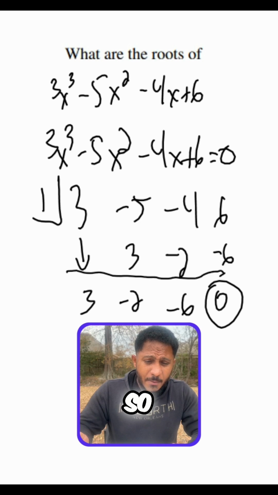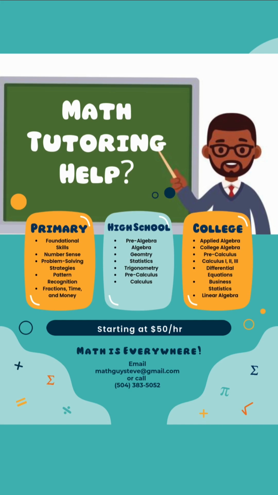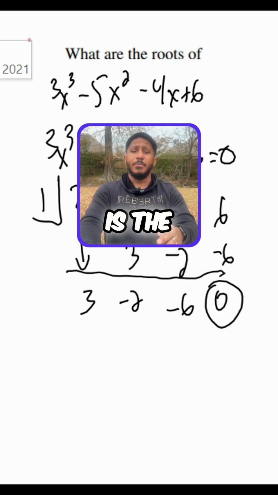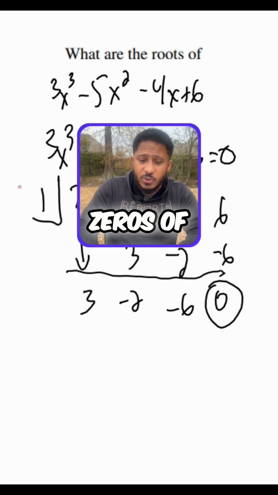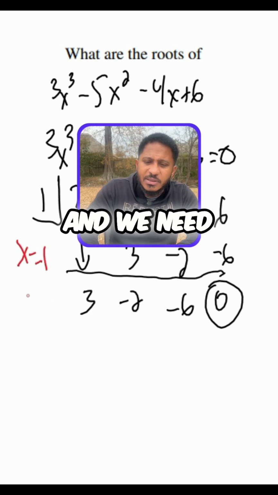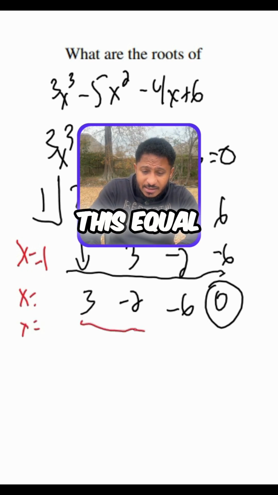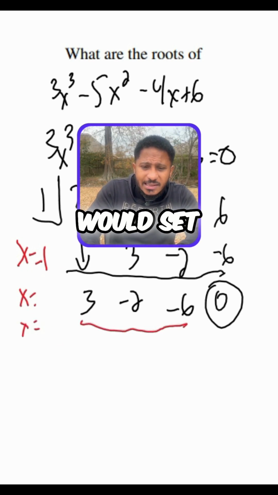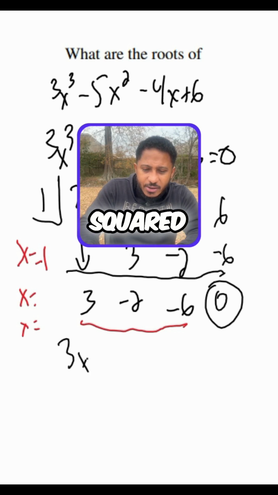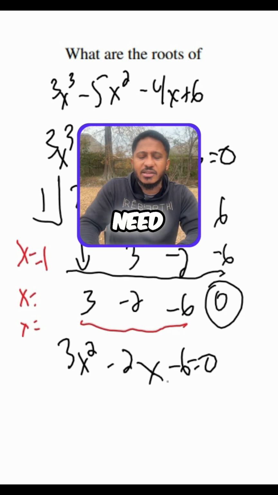So how do we find more? Well, whatever's left over from our synthetic division, that's the other part that we need to find the zeros of. So in other words, we found one of them was x equals 1. Now we need to find the rest of them. We find that by setting the rest of this equal to 0, meaning we would set 3x squared minus 2x minus 6 equals 0. And now we need to solve this equation.